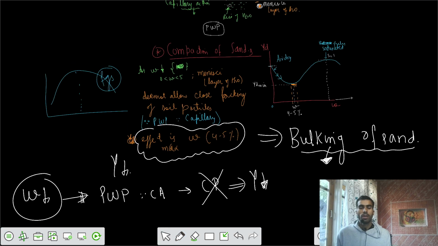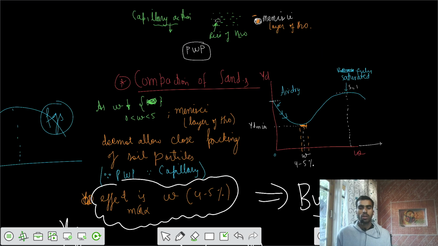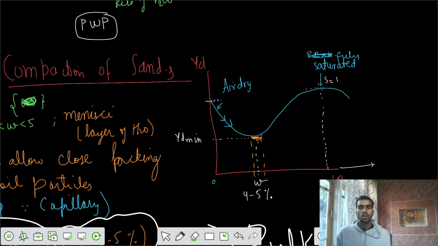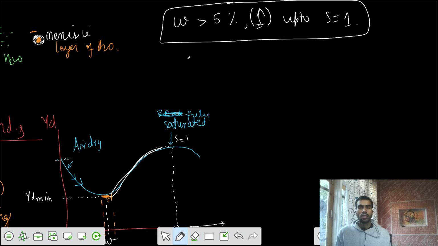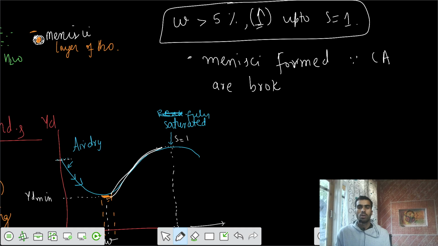Now if I try to increase the water content from 5% such that the degree of saturation becomes 1, let's talk about this part of the curve. If the water content is greater than 5%, up to degree of saturation equal to 1, the menisci which were formed initially because of pore water pressure and capillary action are now broken.